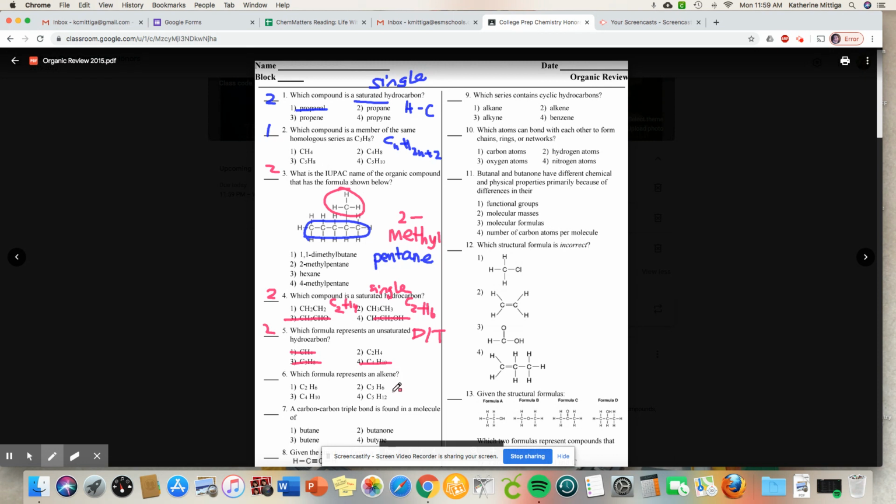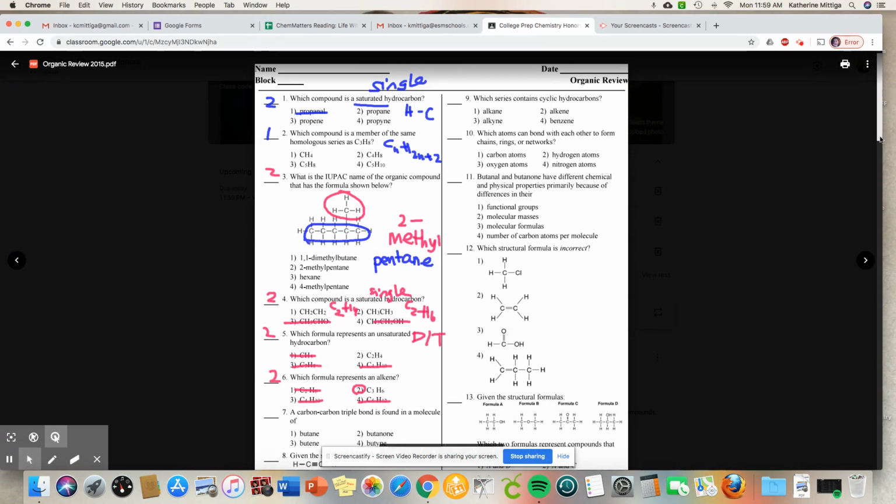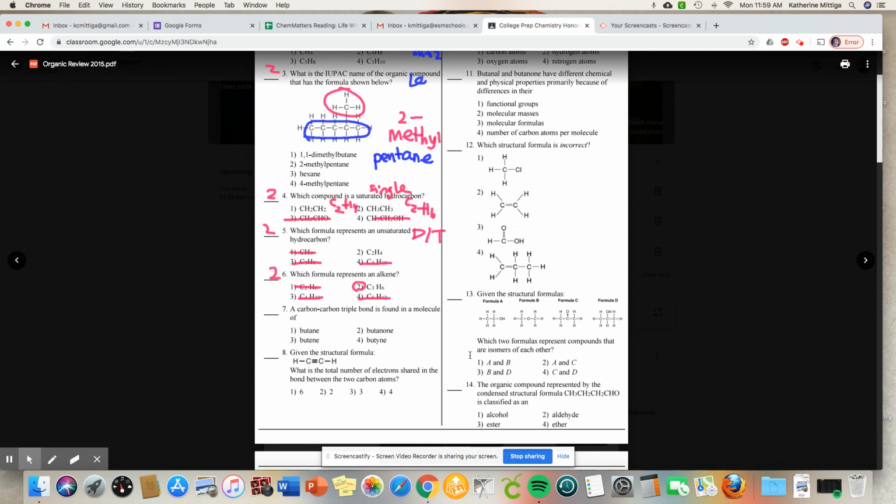Which is an alkene? That's double the carbons for hydrogen. 6 is not double 2. This is not and not. Draw it out. Folks, if you're always struggling, draw them out. That's a great strategy. A carbon-to-carbon triple bond is found in which? Well, first of all, you need to look for what it means to be a triple bond. That's an alkyne, which means an ending of yne.